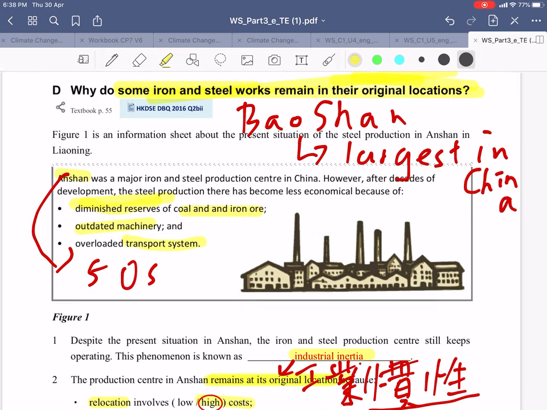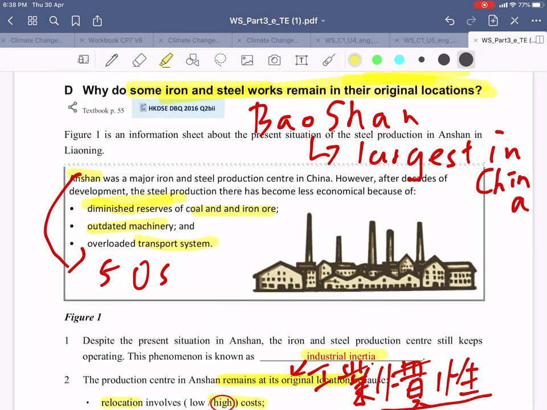For here, I've taught a lot of examples that are talking about the iron and steel plant moving away from other places, but are they gone? Are the original iron and steel plants gone? For example, Shanghai is moving to other areas, but does Shanghai not have any iron and steel plant nowadays? No. You know what? The Baoshan iron and steel plant in Shanghai is still the largest iron and steel plant in China, okay? But we are just talking about some new movement of the iron and steel plants, okay?